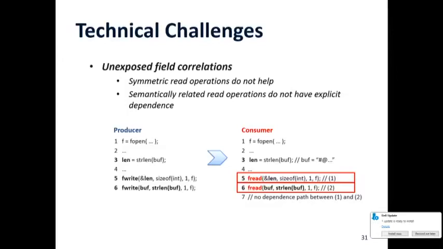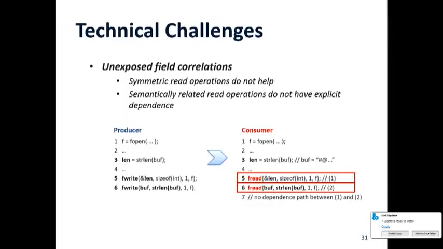This is because, let's say that there are two symmetric read operations. They are actually related, but since they do not have explicit dependence, it is really, really difficult to identify. So let me give you an example. We have a producer program here on the left side and the transformed consumer program on the right side. Let's look at the producer program first. It first opens the files and tries to calculate the length of the string at line number 3. And it stores the length of the string to a variable. And at line number 5 it is going to store. But the problem here is at line number 6, when it stores the buffer contents, it recalculates the size of the string again.